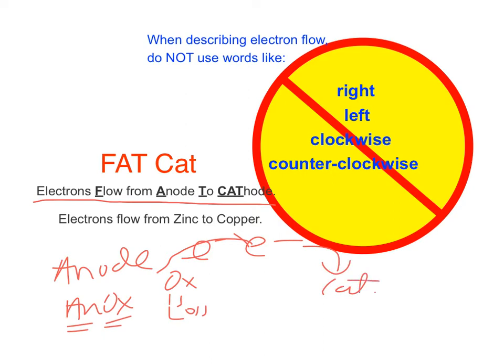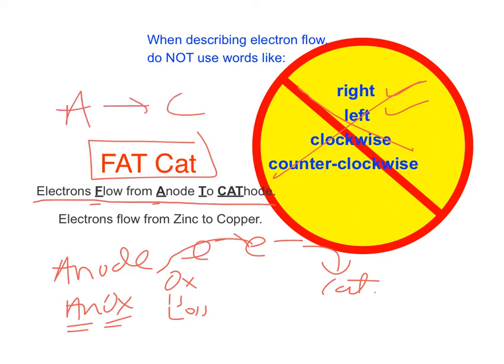And so we don't want you to use terms like the electrons move right or they move left, because it just depends on where the anode is and where the cathode is. So another acronym, FAT CAT: electrons flow from the anode to the cathode. I also like that it's alphabetical, A to C, anode to cathode.